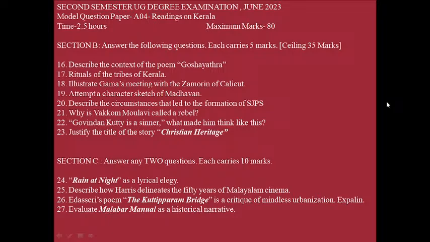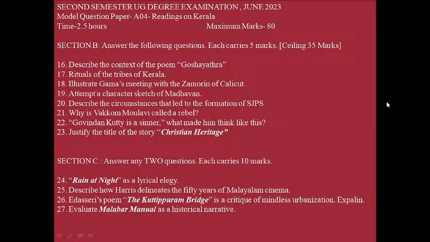24th question, Rain at Night as a lyrical elegy. When you answer an essay question, remember, you should have an introduction about the author. Rain at Night is written by Sugatha Kumari. So you write in detail about Sugatha Kumari as a poet.